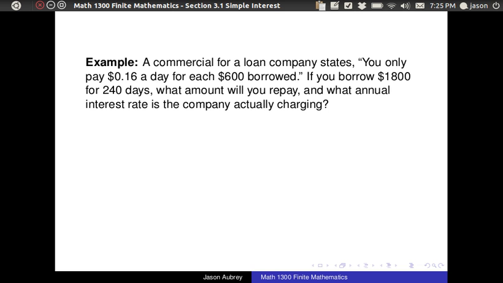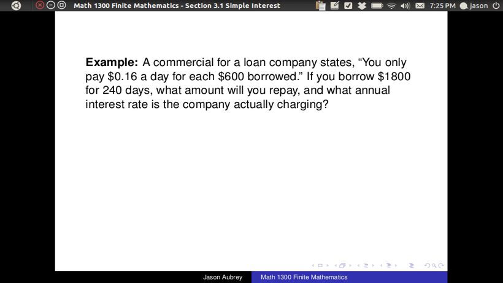Okay, so you borrow $1,800 and you repay it in 240 days. So the question is, what total amount will you have to repay, and what annual interest rate is the company actually charging? Okay, so those are important questions, right?